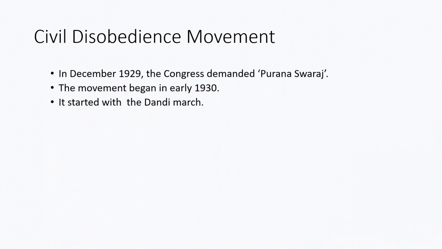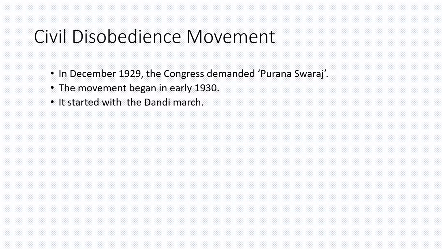Civil Disobedience Movement. In December 1929, the Congress demanded Purna Swaraj, complete independence from the government. The civil disobedience began early in 1930 under the leadership of Gandhiji. The movement began with the Dandi March.